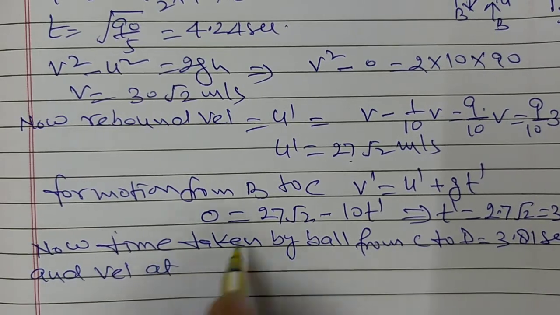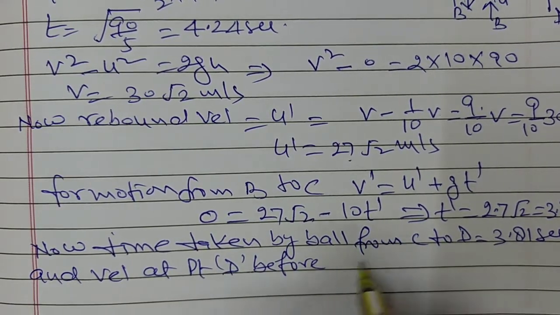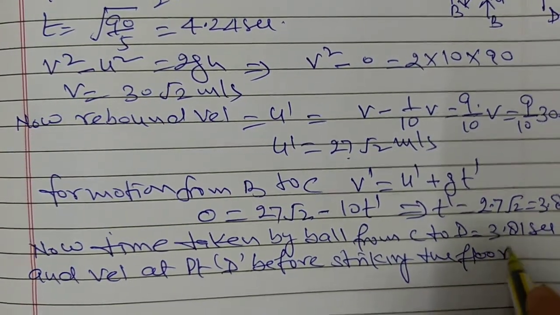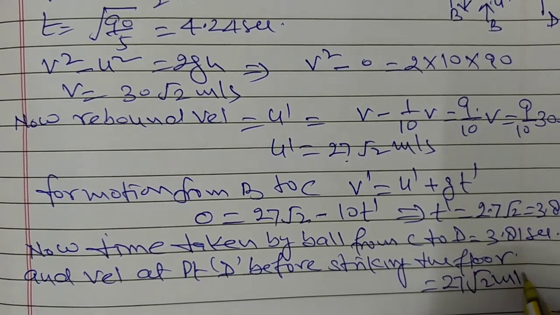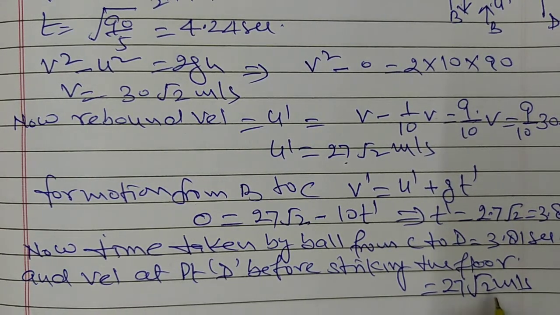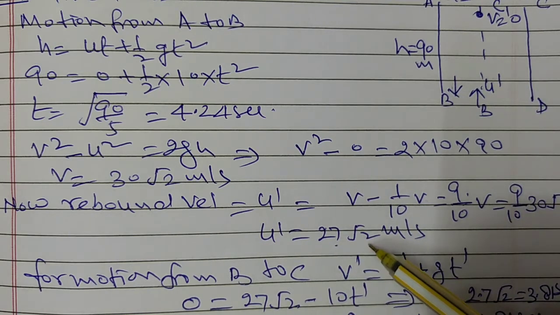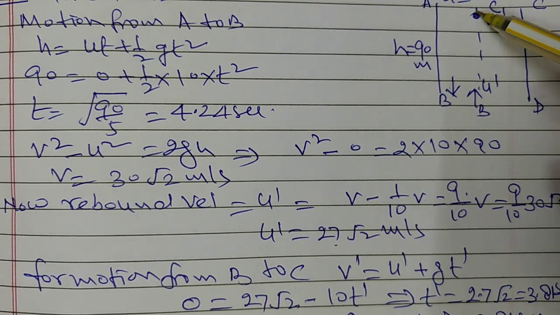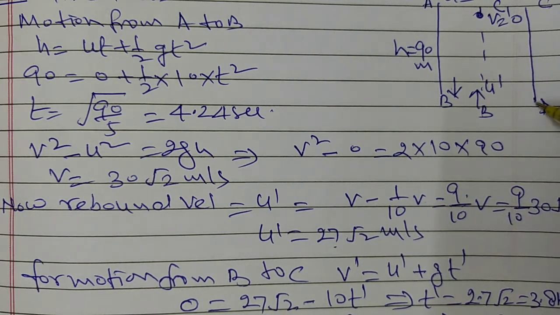And the velocity at point D before striking the floor is equal to 27√2 meters per second. Here u' is equal to 27√2 meters per second, and the body moves from B to C where the final velocity is 0, and then from C to D. Therefore, the speed before striking the floor, the velocity of the ball, is again 27√2 meters per second.